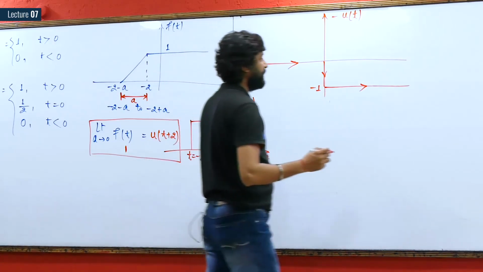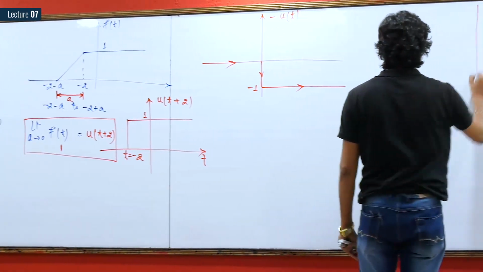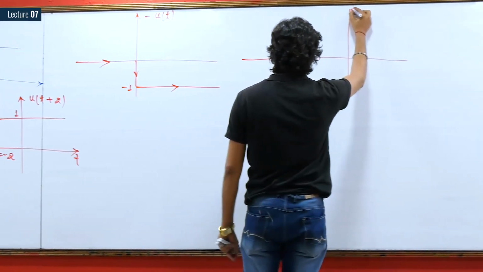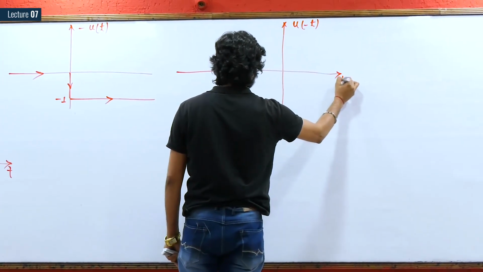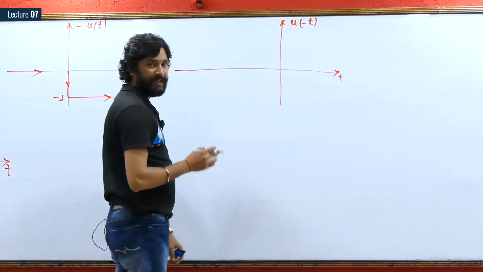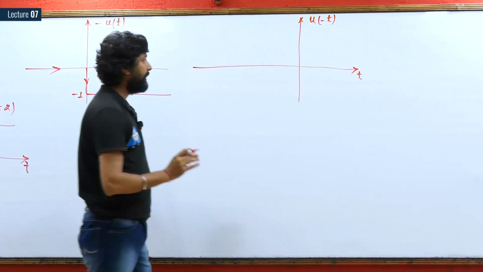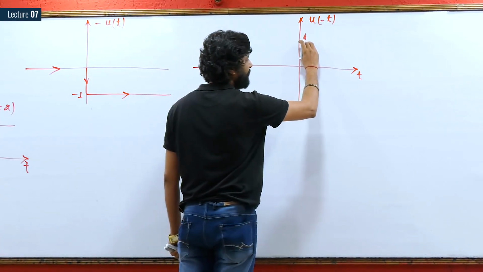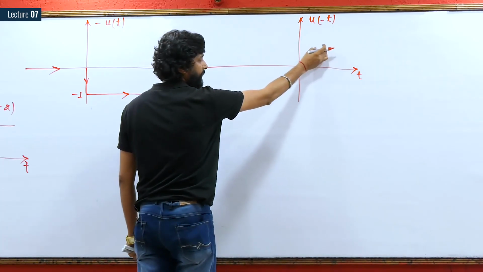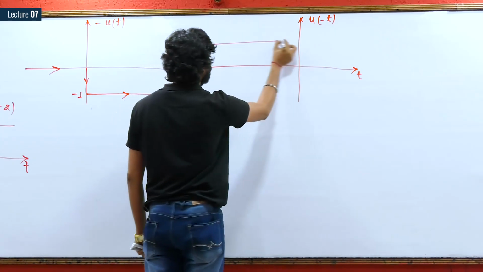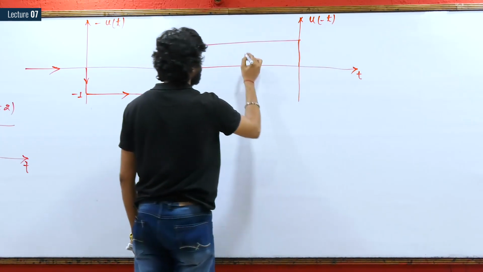Now say for a given u of t, you have to find the time reversal of this function, that is u of minus t. For u of minus t, you just have to take the time reversal of u of t. So if the function u of t exists from 0 to infinity, then after time reversal it will move from the first quadrant to the second quadrant, and the function you get will have a shape like this.